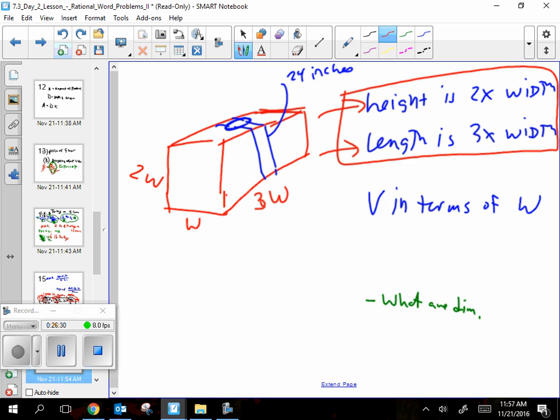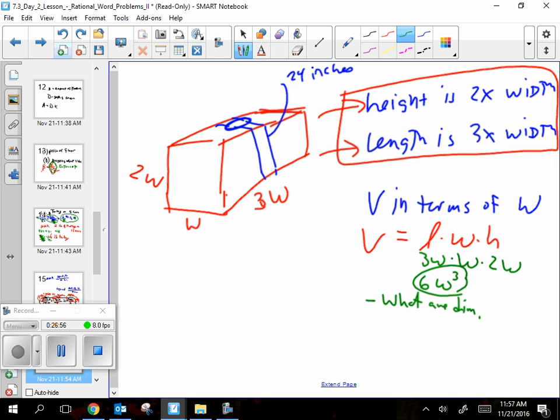So the volume, here's the pure form of the formula. Always start with that, and you stick in what we know. The length's 3W. Width is W. Height is 2W. Put it all together: 6W to the third is your volume in terms of width. Who had 6W to the third?